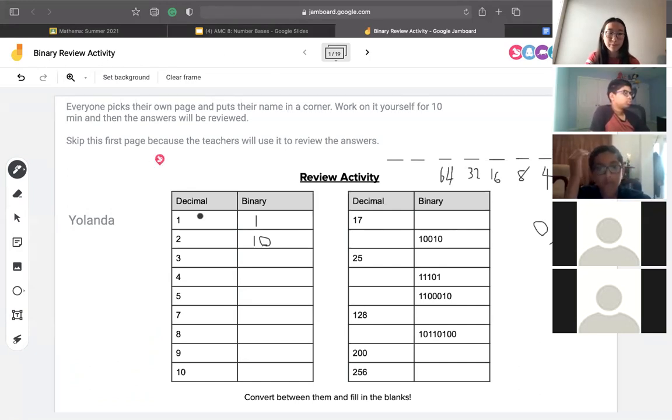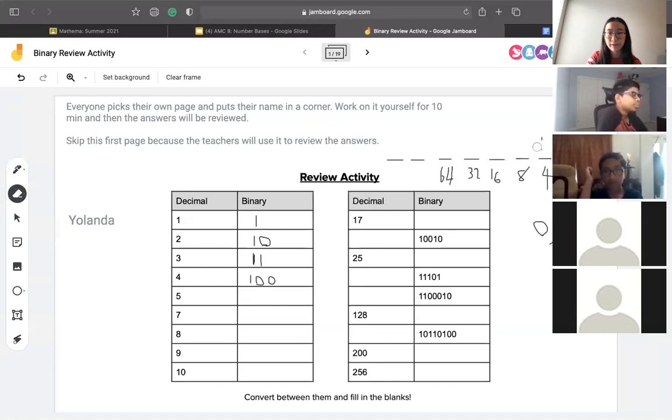So the next one would be 100. What place value is the 1 going to be in? The 4. Yeah, so 100 equals 4. But we're going to go to 3. So for 3, you have to put a 1 in the 2's place and a 1 in the 1's place. Does that make sense? Yeah, 2 plus 1 is 3. So we're going to write 3 as 1, 1. And then 4, like you said, is going to be 1, 0, 0, because you're putting a 1 in the 4's place and everything else is going to be a 0. And then it would be 101 for 5.